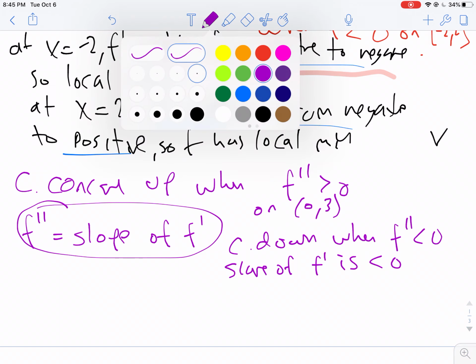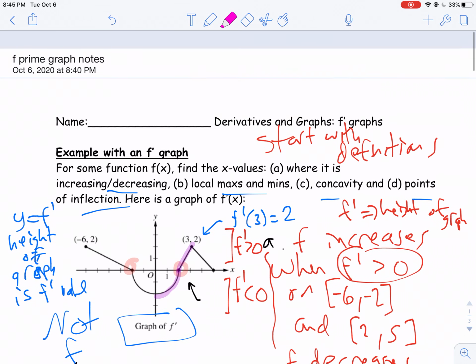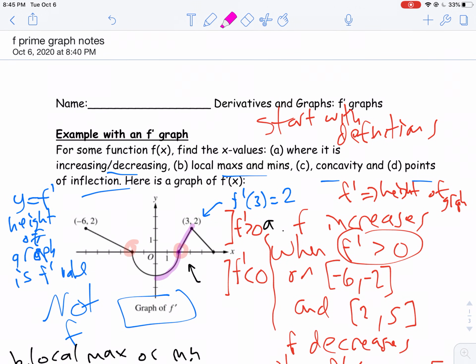So where do we see that? Let's switch to a different color of highlight here. Where do we have a negative slope of f prime? F prime has a negative slope here, because F double prime is a derivative of f prime. So we're looking at the slope of f prime. This was a terrible color to choose. Let's erase that and start over. Let's do a nice green.